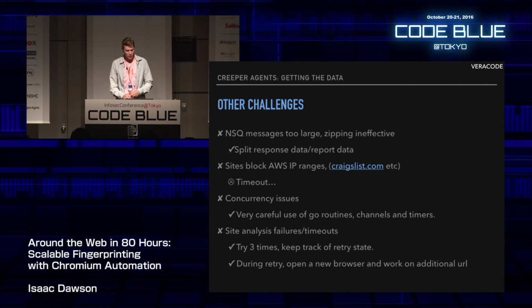Some other challenges, my NSQ messages were too large when I first started this. There's a maximum limit of, I think, 30 megabytes. What I was doing was taking all my report data and all the sourced raw response body, putting it into a single message and trying to send it over the queue. That did not work. I tried zipping it, but zipping requires a lot of CPU. It's very CPU intensive. And to give you an idea, I needed my agent to be running at below 25% CPU because the browsers were taking up so much CPU doing software-based rendering that I couldn't afford to have my agent take up resources.